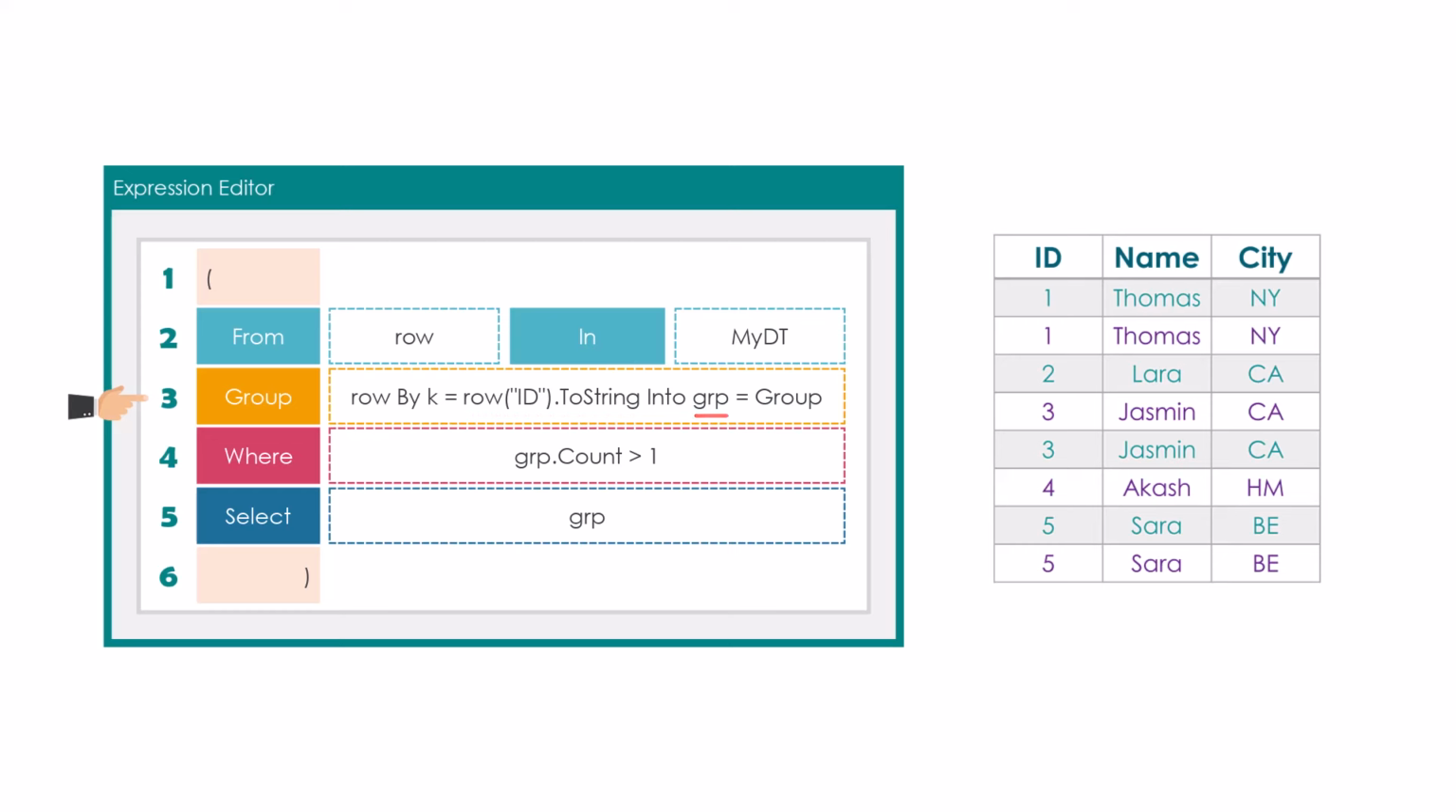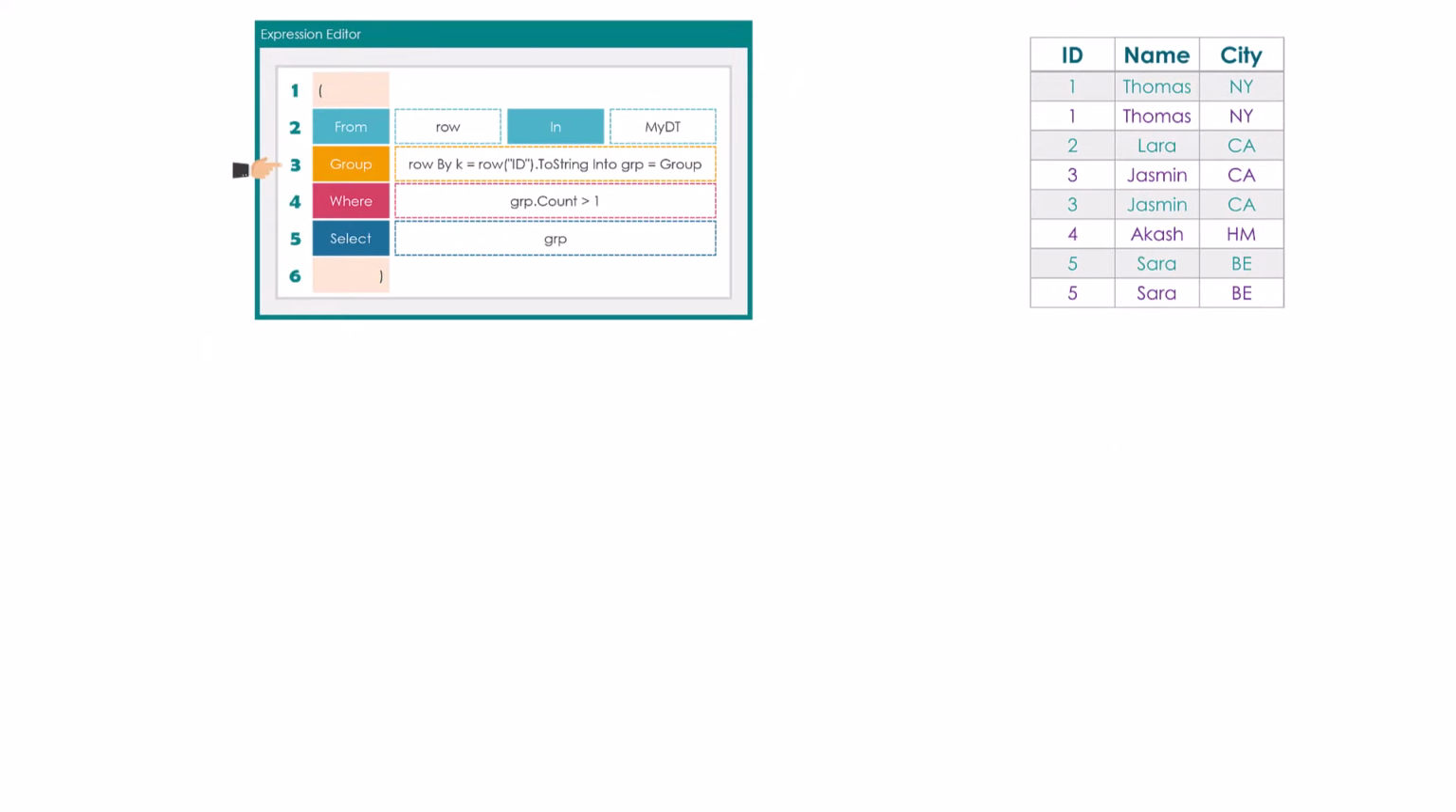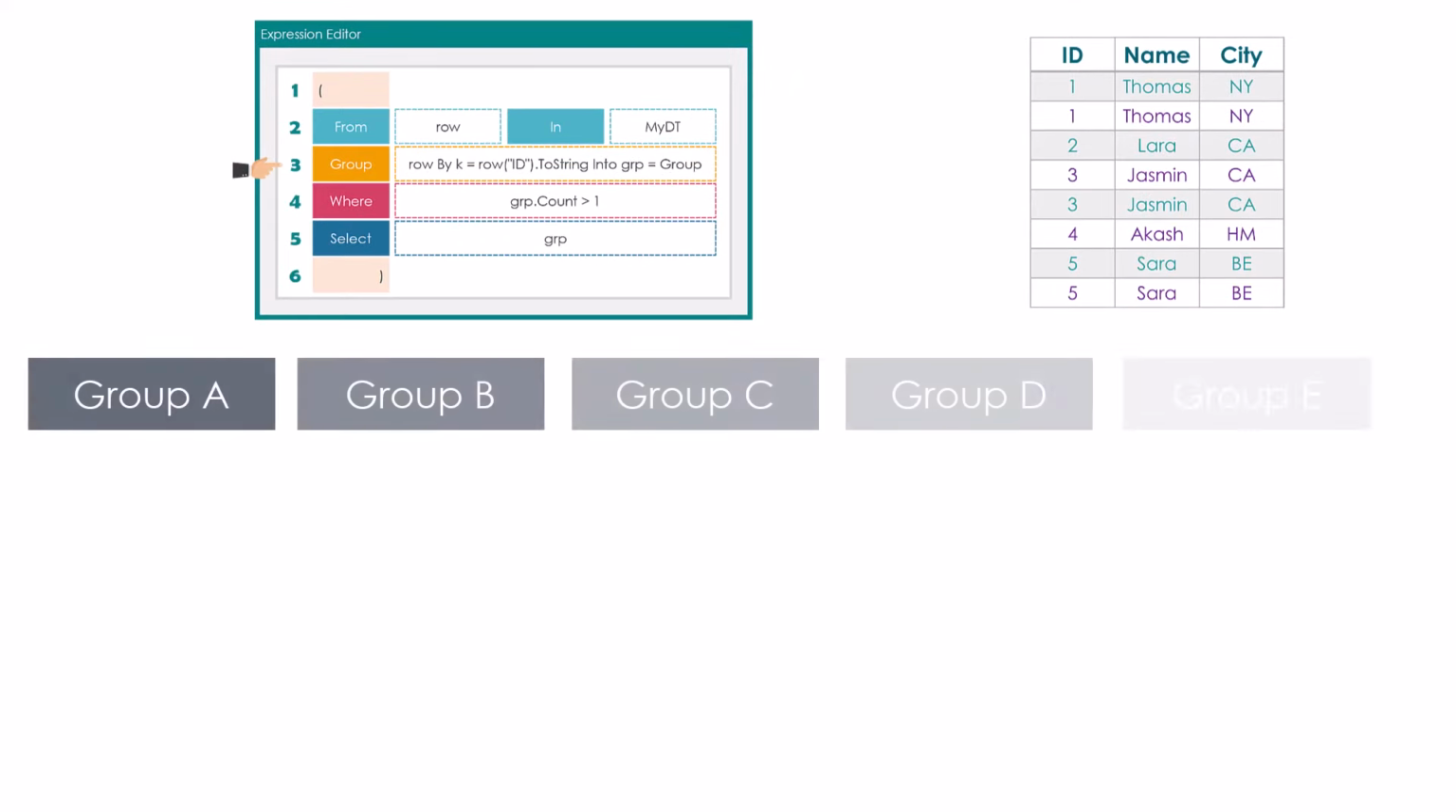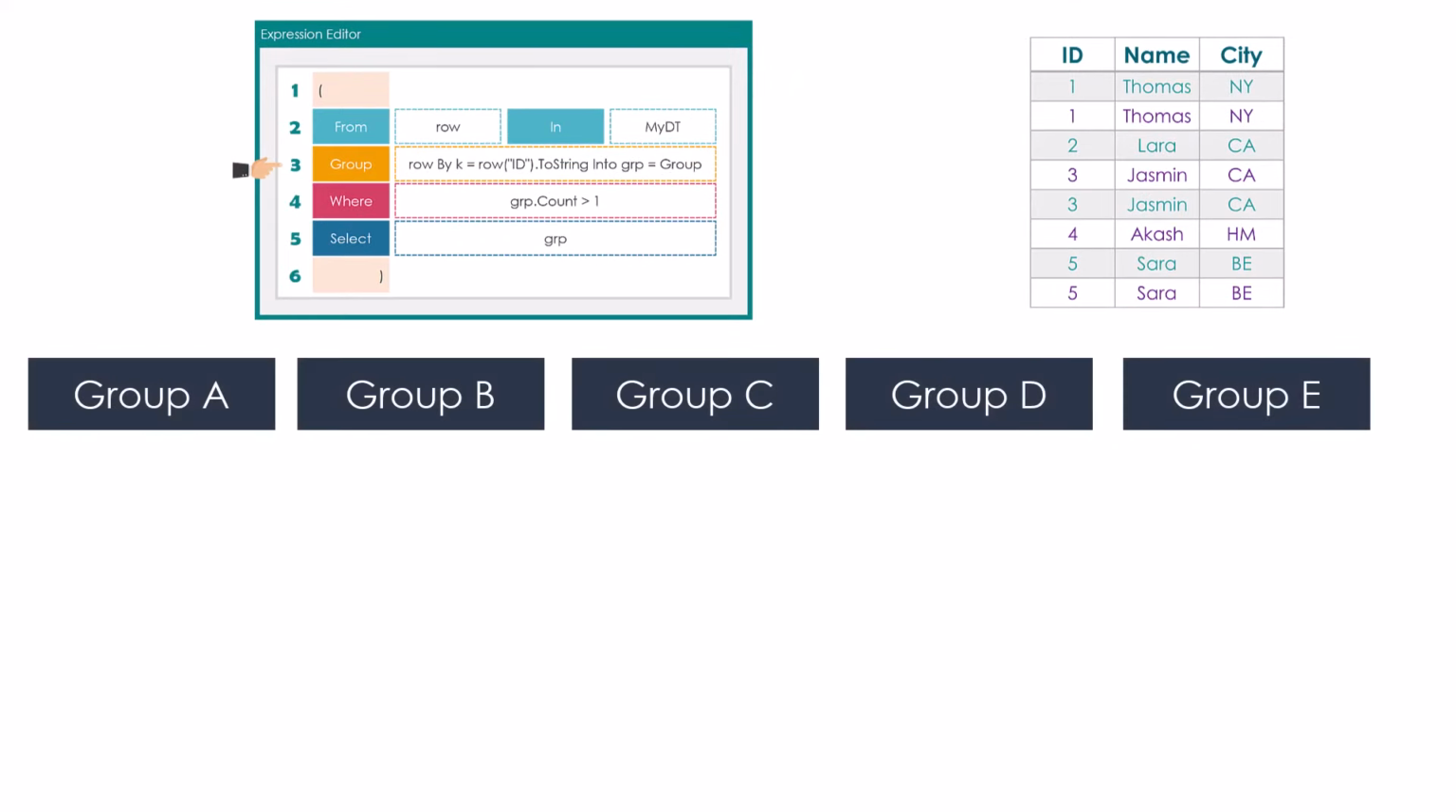What does it mean here? Let's see the column ID. As you see, we have different IDs. Some IDs appear more than once in the table. The group function will collect all rows, where the ID is the same, to one group. The result until this point is as following. We have 5 groups, because we have 5 different IDs.